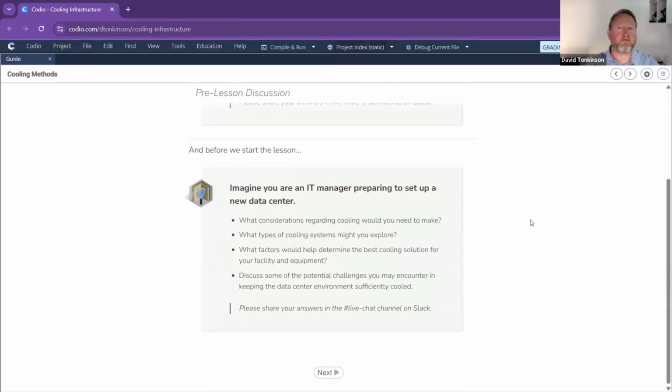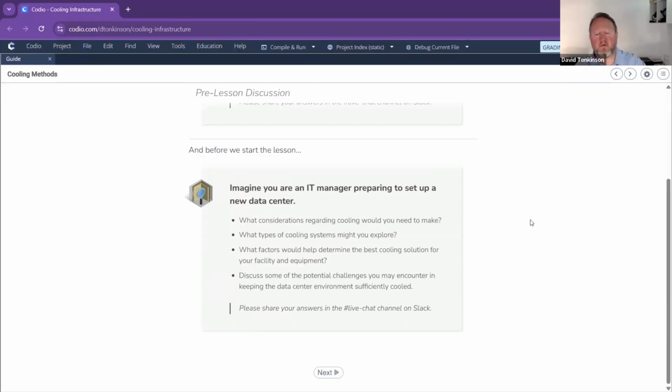So let's have another thing. We've got 2 questions for you at the start. How cool of us is that? Imagine you're an IT manager preparing to set up a new data center. What considerations regarding cooling do you need to make? What types of cooling systems might you explore? What factors would help determine the best cooling solution?